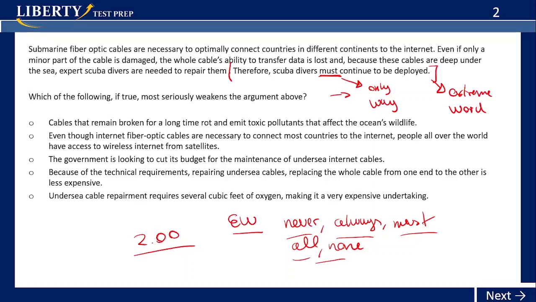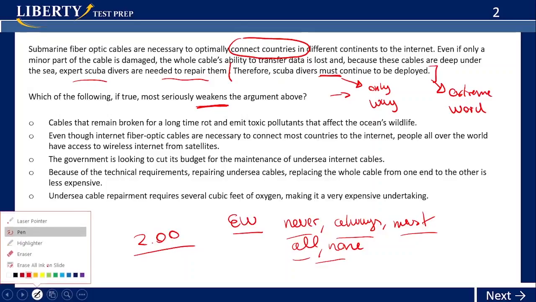Why? Because scuba divers are needed to repair them. So it is necessary for you to repair them. There's not another way in which you can connect these countries to the internet. So we want to weaken that. By weakening, we're going to say that there is another way, that we don't need to send scuba divers over to repair these cables. Maybe we have other options. Maybe we can repair them.